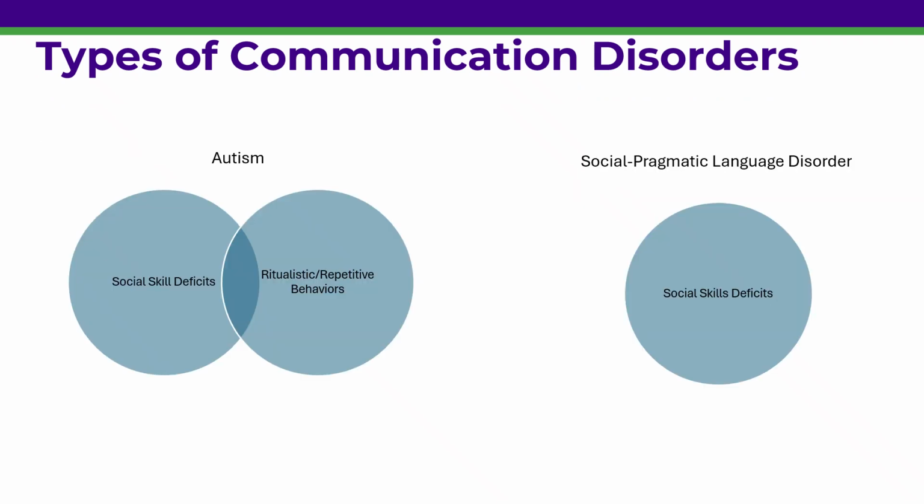So for autism and social pragmatic language disorder, the main differentiating factor is if your child has repetitive behaviors or restricted interests. So autism is characterized by having both social skill deficits or pragmatic skill deficits, as well as those restricted interests or repetitive behaviors. If restricted interests and repetitive behaviors are not a feature, then that's when the findings or features are most consistent with a social pragmatic language disorder.